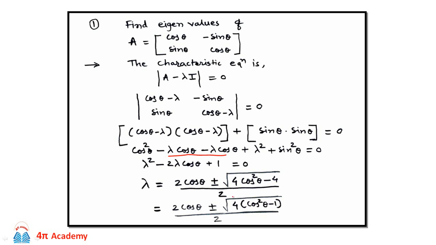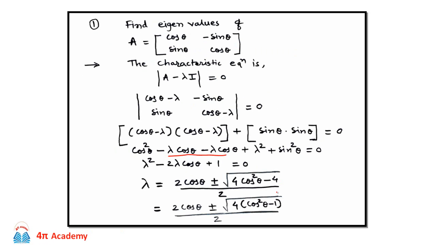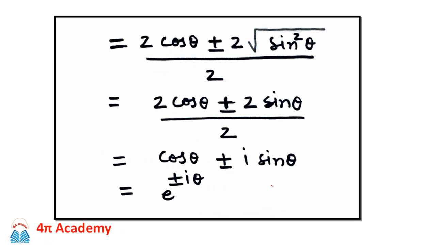divided by 2. So this is equal to 2 cos theta plus minus square root of 4 into cos square theta minus 1, by taking 4 as common, so it will be cos square theta minus 1, divided by 2. So we get 2 cos theta plus minus 2 times square root of sin square theta, because this cos square theta minus 1 will be sin square theta, divided by 2. So we get 2 cos theta plus minus 2 times sin theta divided by 2.